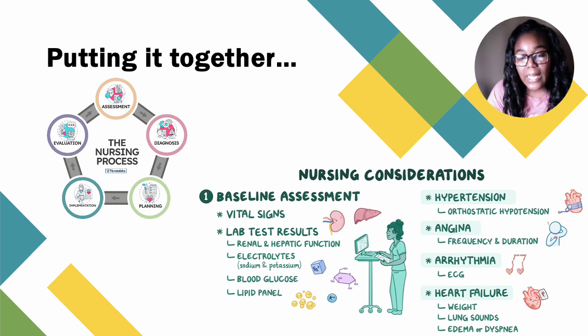We may need to look at our electrolytes, particularly our sodium levels and our potassium levels, depending on what kind of medications we're given. We want to look at our blood glucose levels and our lipid panels to see if certain medications are appropriate to give or not give. Next thing you want to consider is if we are giving certain medications, what's the status of their hypertension? What about angina? What types of arrhythmias are they experiencing? And does the patient have heart failure in this case? So we're looking at our baseline assessment, we're doing our physical assessment, and we're looking at vital signs and lab results as a result of that.